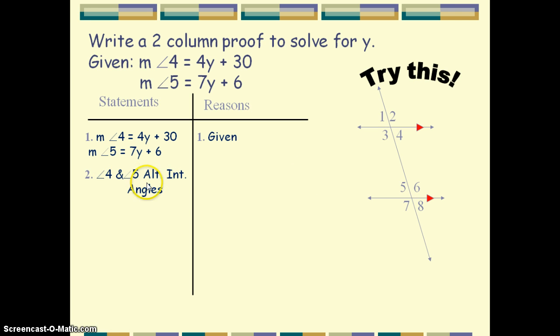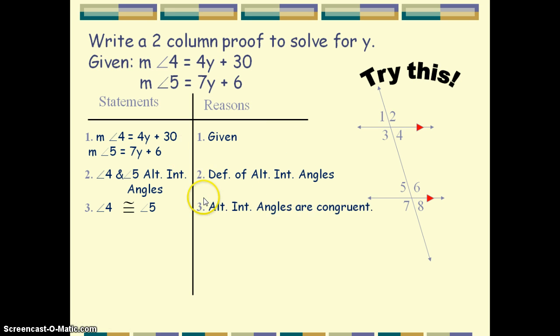Well, angle 4 and 5 are alternate interior angles. How do I know they're alternate interior angles? Because of the definition of alternate interior angles. Next, if they are alternate interior angles, what do we know about their measures? Well, we know that they're going to be congruent. The reason for this is the theorem that we went over at the beginning, stating that alternate interior angles are congruent.